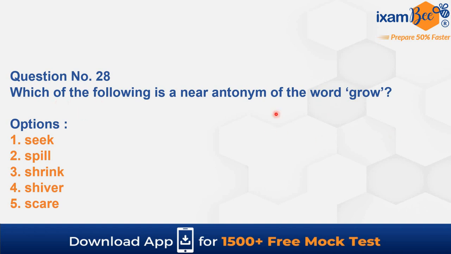We come to the synonyms and antonym part. So which of the following is a near antonym of the given word grow? Grow, that means to increase, bolster, strengthen, right? So seek, that is to find, wrong word. Spill is the wrong word, right? Spill can be throw, right? Shrink, that is to get lesser in size, to decrease, diminish. So we need to find an antonym. Third is your correct answer.